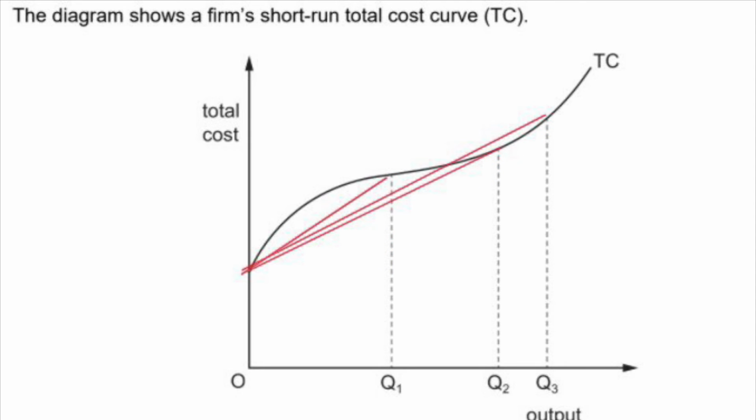Now we'll focus on the average variable costs. The average variable costs are shown by a diagonal line from the point at which the total cost curve cuts the y-axis. And so we've got three lines here, one corresponding to the average cost at OQ1, one at OQ2, and one at OQ3. And we can see here that the least steep of those lines is the one at OQ2, so that's where the average variable costs are minimized.